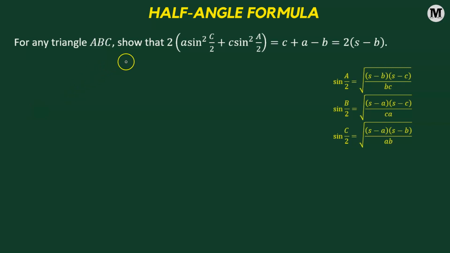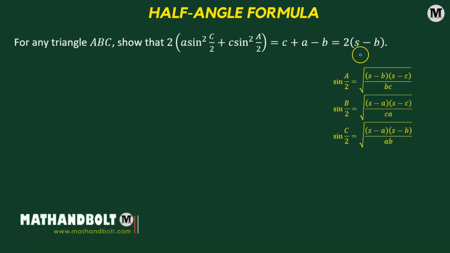For any triangle ABC, show that 2 times the sum of a sine squared C over 2 plus c sine squared A over 2 equals c plus a minus b, which equals 2 times (s minus b). Okay, let us begin. Now, here we have the half-angle formula for sine A over 2, sine B over 2, and sine C over 2.